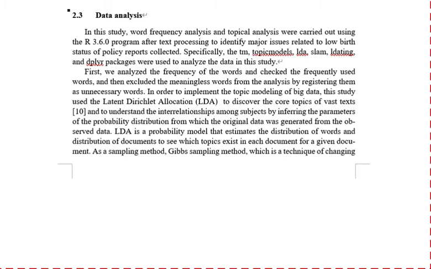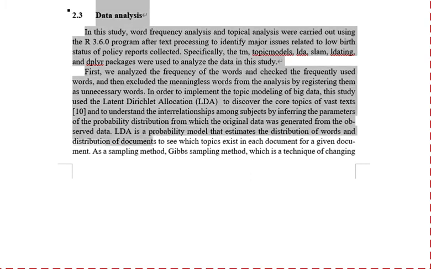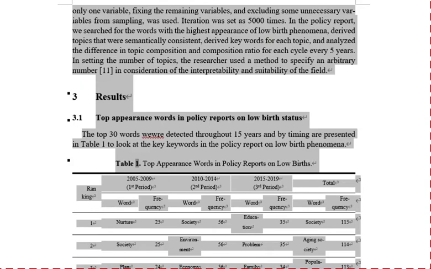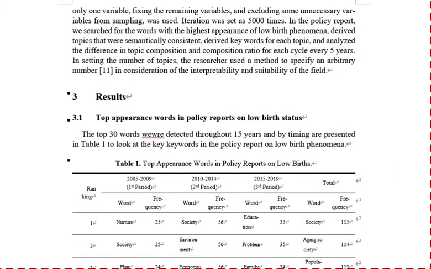probability model that estimates the distribution of words and distribution of documents to see which topics exist in each document for a given document. As a sampling method, Gibbs sampling, which is a technique of changing only one variable while fixing the remaining variables, and excluding some unnecessary variables from sampling was used. Iteration was set as 5,000 times.